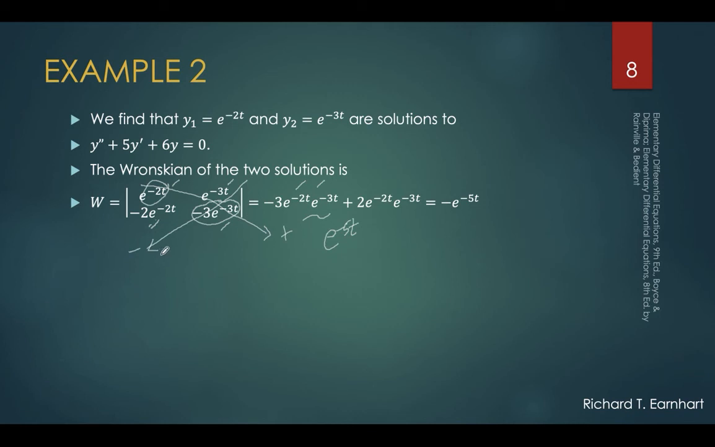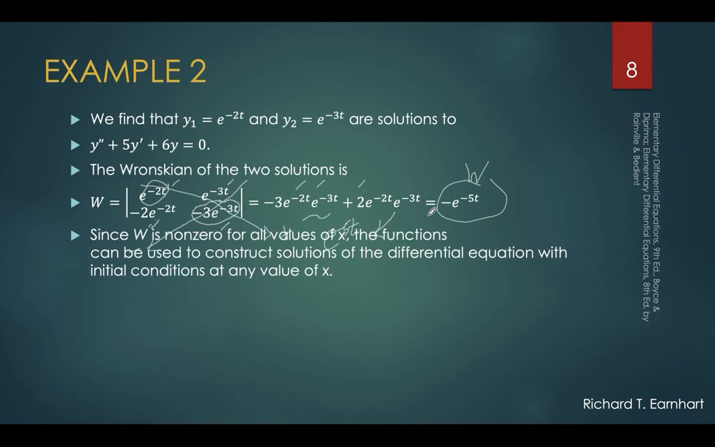And then the other one, this is negative, so you get positive 2 here, and then e to the negative 2t times e to the negative 3t, which is also e to the negative 5t. So combining will give you negative e to the negative 5t. So this is your W. As you can see, W is non-zero for all values of x. The functions can be used to construct solutions of the differential equation with initial conditions at any value of x.